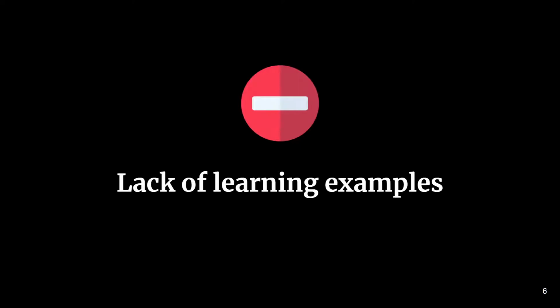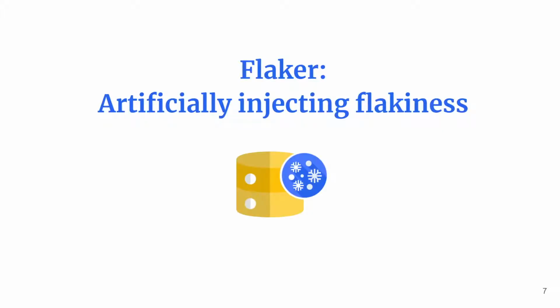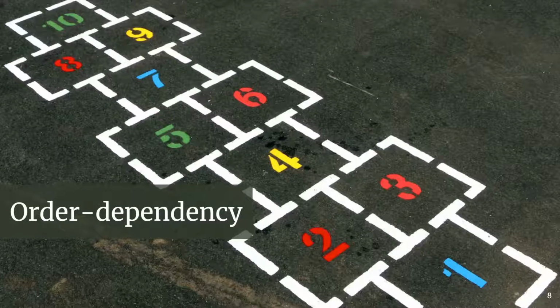However, the efforts to automate these tasks remain limited, partially due to the lack of flakiness datasets, which can serve as examples for learning-based techniques. And for these reasons, we propose Flaky, a mutation-based approach for injecting test flakiness. Our approach focuses on a very specific type of flakiness, which is order dependency. This represents tests that have different results based on the execution order.